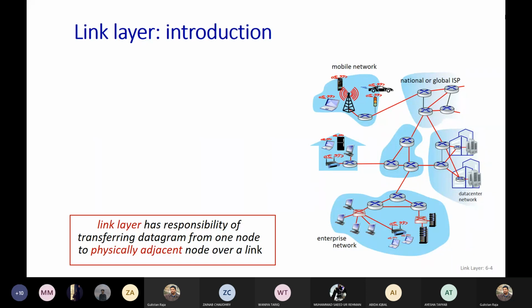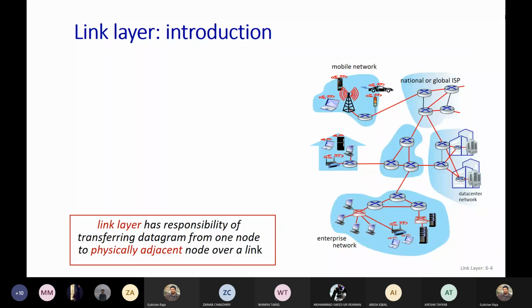Now what is the responsibility of the link layer? Before I talk about the link layer, let's define node. In this chapter, whether it is a router, a smart device, a laptop, a desktop, a server, or any device, we will call it a node. So the link layer has the responsibility of transferring a datagram from one node to a physically adjacent node over a link.